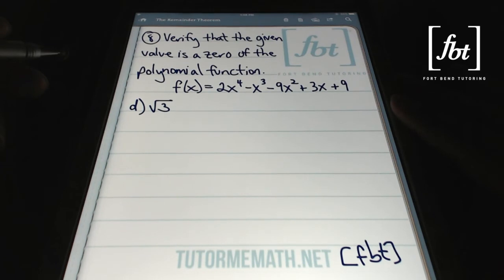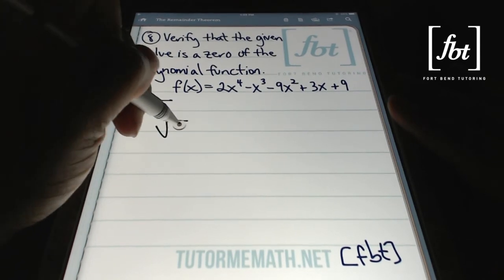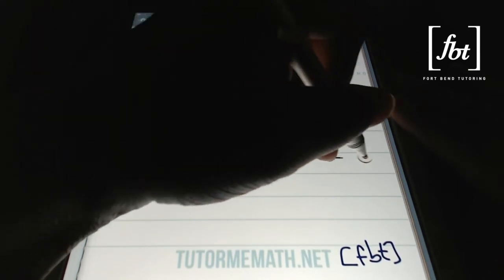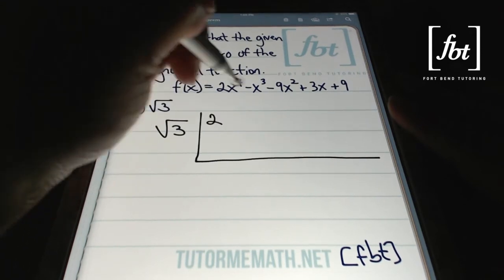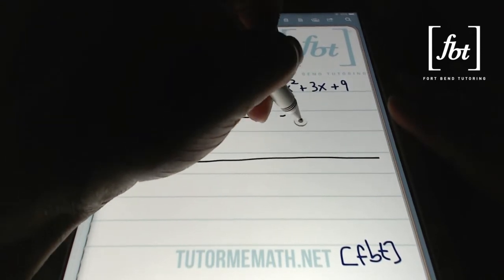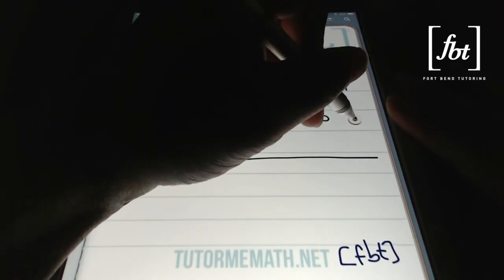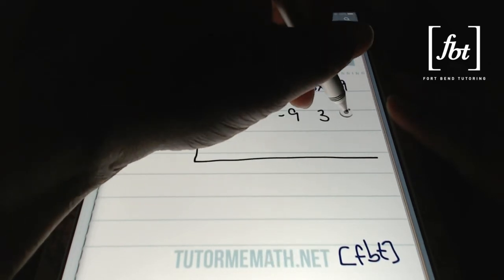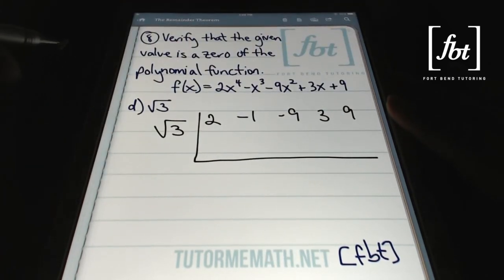All right, so part D, guys, I'm really excited about it because we have a C value that's an irrational number. It's in the form of the square root of 3. And we're going to see if the square root of 3 is a 0 of this polynomial function. So recall that when we set this up, we'll be using synthetic division here. With our synthetic division, we'll have 2, negative 1, negative 9, 3, and 9 as our coefficients that we're using in our synthetic division process here.